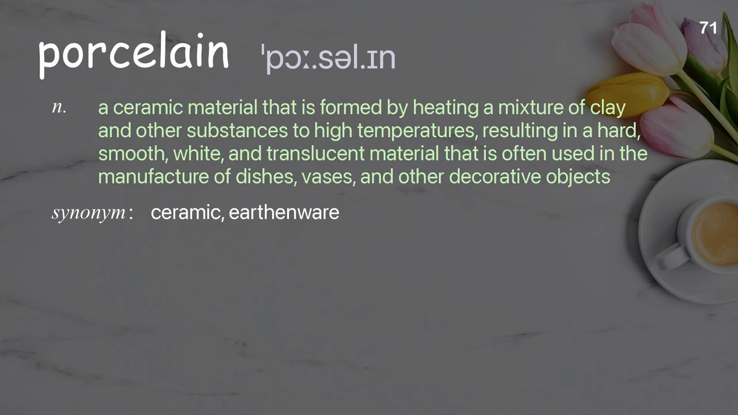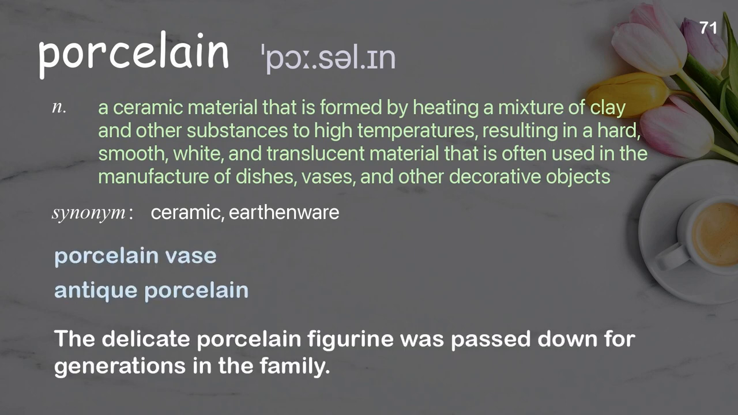Porcelain. A ceramic material that is formed by heating a mixture of clay and other substances to high temperatures, resulting in a hard, smooth, white, and translucent material that is often used in the manufacture of dishes, vases, and other decorative objects. Examples: porcelain vase, antique porcelain. The delicate porcelain figurine was passed down for generations in the family.